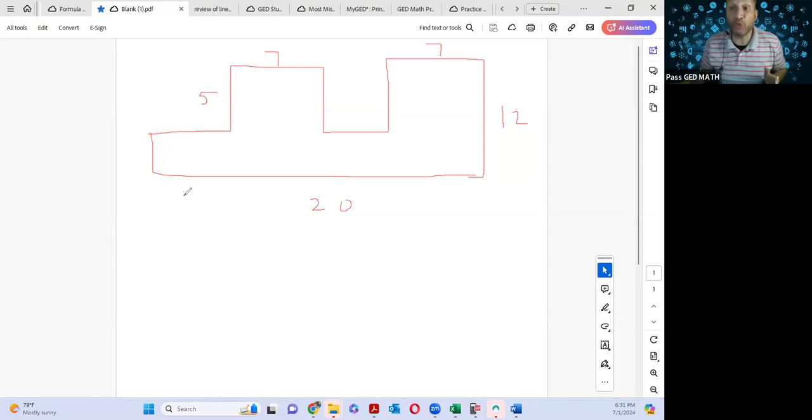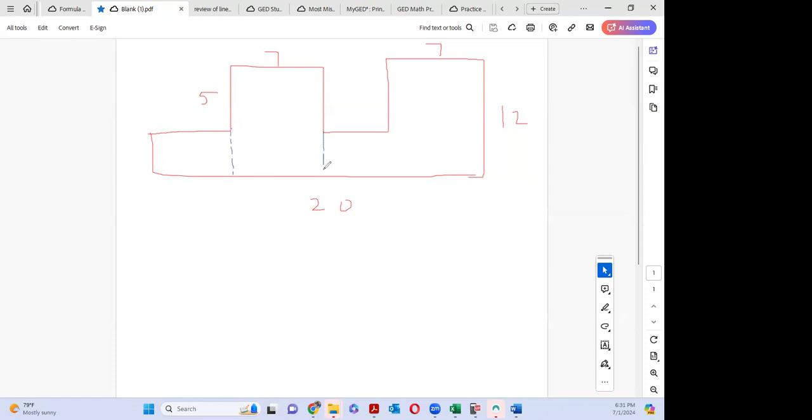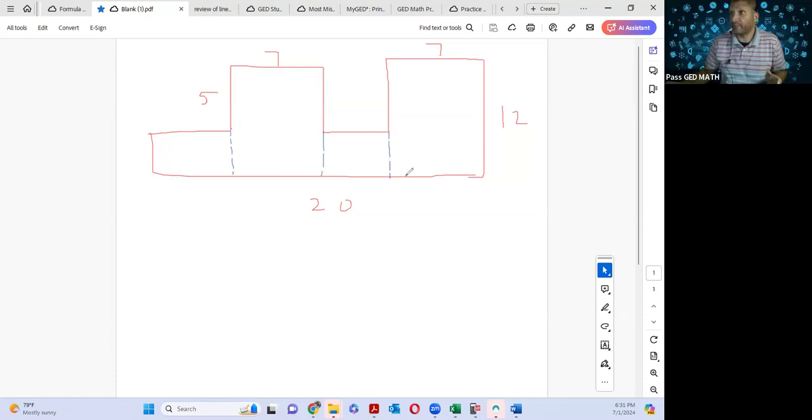What do I know? I got a whole bunch of rectangles here. Right? I know this side is 20. I know this side is 5. So I know this whole length is 20. So if I don't know what this is here, I know this is 7, this is 7, right?